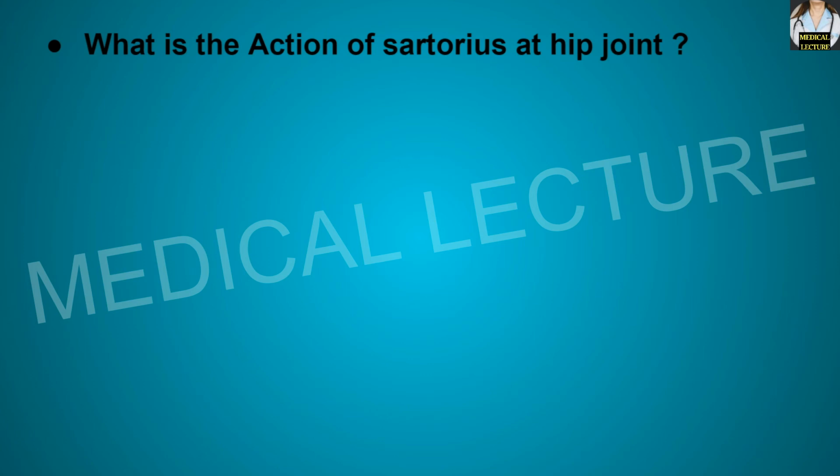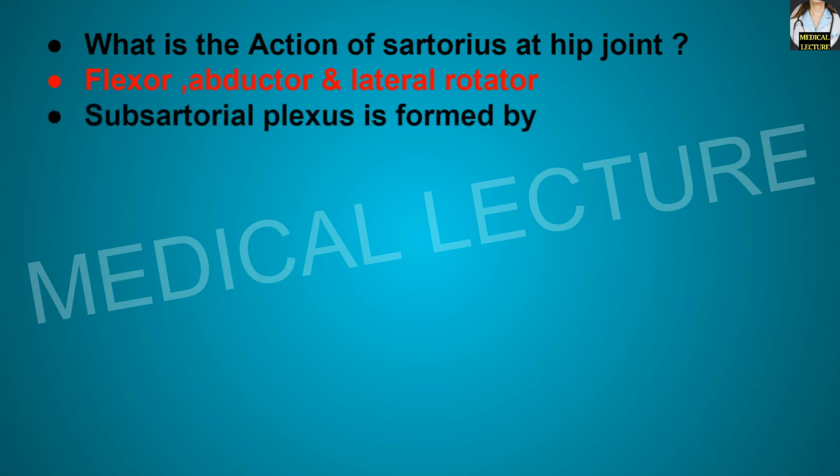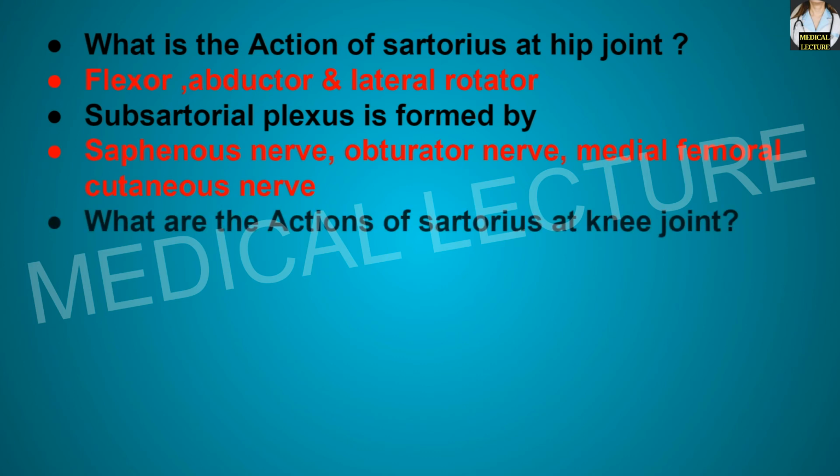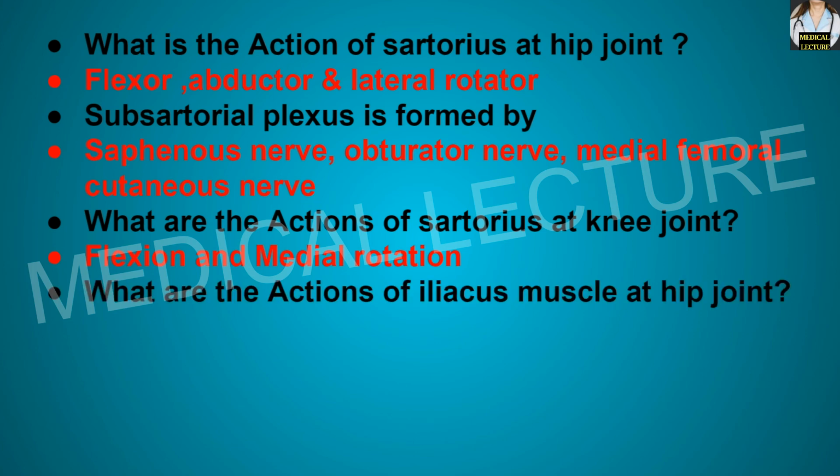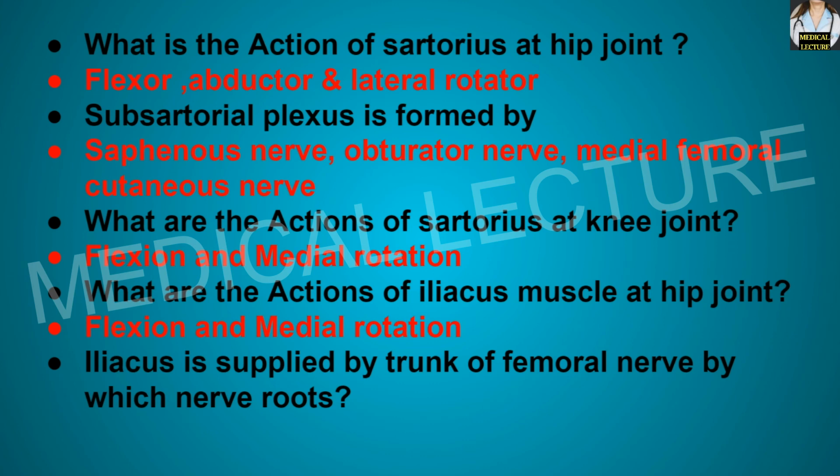What is the action of the sartorius at the hip joint? So it is the flexor, abductor, and the lateral rotator. Subsartorial plexus is formed by saphenous nerve, obturator nerve, and the medial femoral cutaneous nerve. What are the actions of the sartorius at the knee joint? So it causes flexion and the medial rotation. What are the actions of the iliacus muscle at the hip joint? So it causes flexion and the medial rotation. Iliacus is supplied by the femoral nerve by which nerve roots? So by the L2, L3 roots.